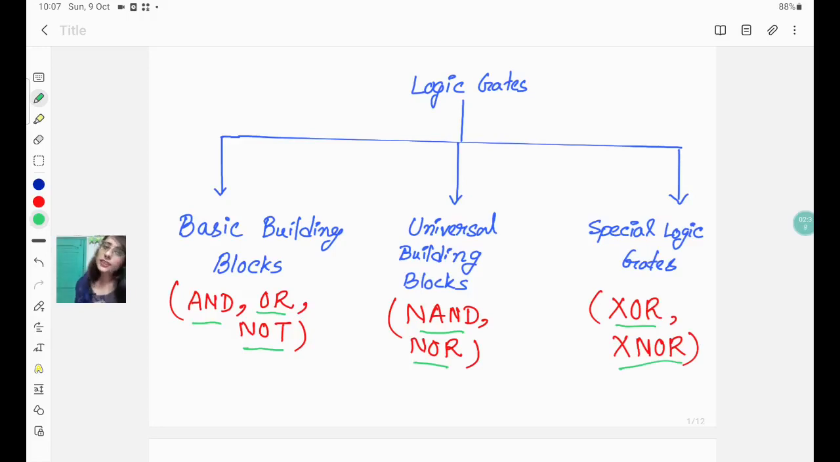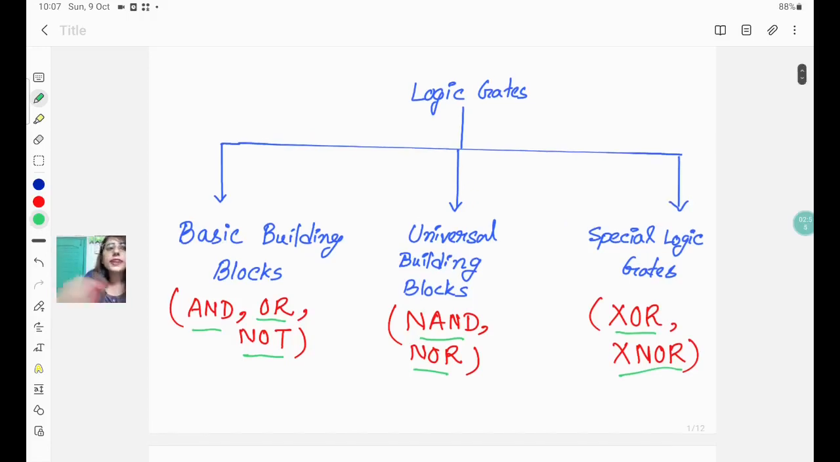So in this video today we will discuss these three types of gates, and each of them is discussed here with their circuit symbols, with their truth tables, and many more. And at the end of this video we will also discuss some practical applications of all these gates.